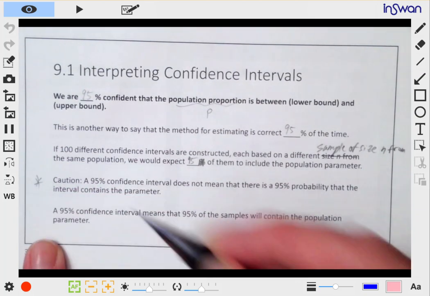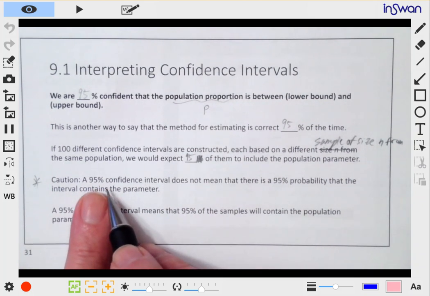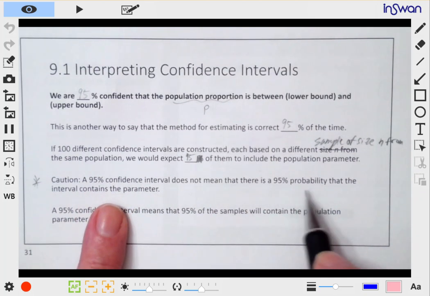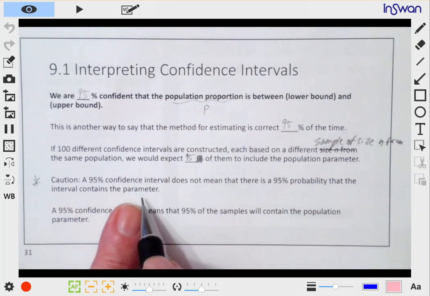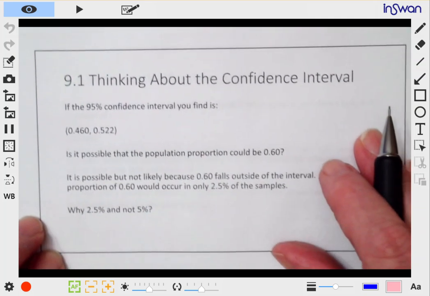I want to make a comment here. What we don't say, it's not the language that we use, is that a 95% confidence interval means that there's a 95% probability that the interval contains the parameter. So we don't consider it a probability, it's just a confidence level. And last comment on that, a 95% confidence interval means that 95% of the samples are expected to contain the population parameter, in this case p. Let's continue on that in the next slide.